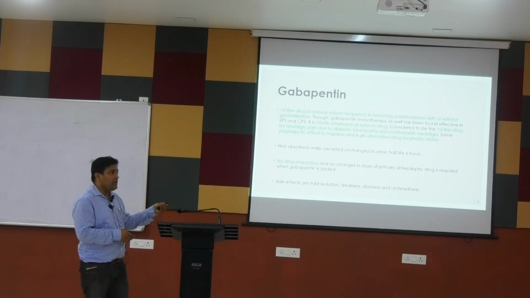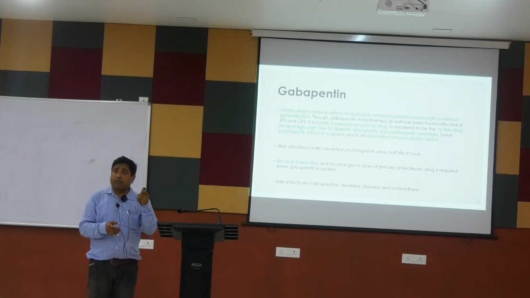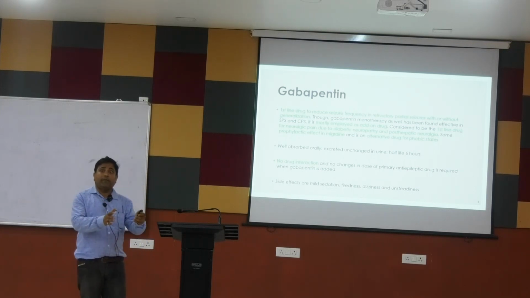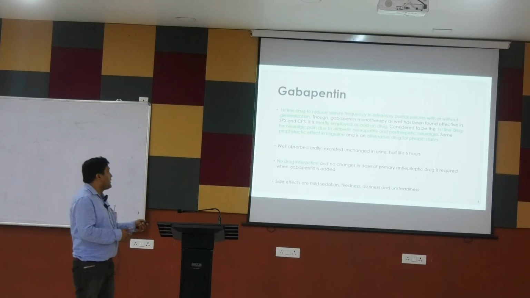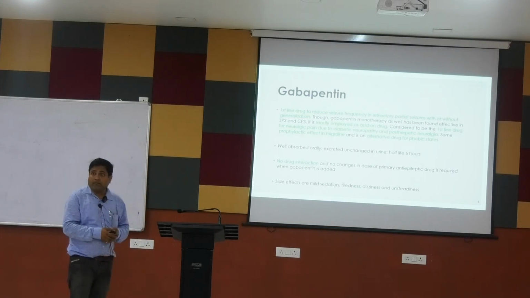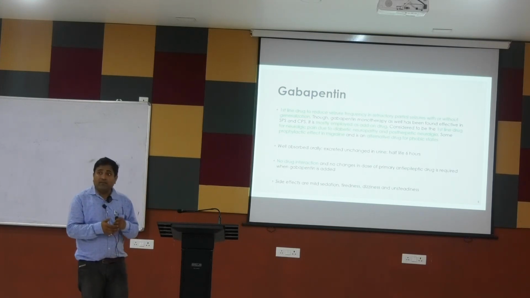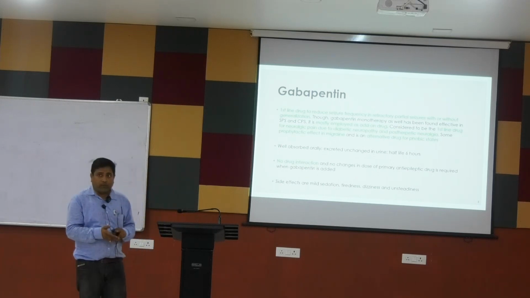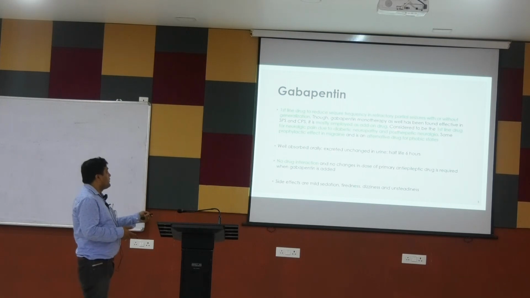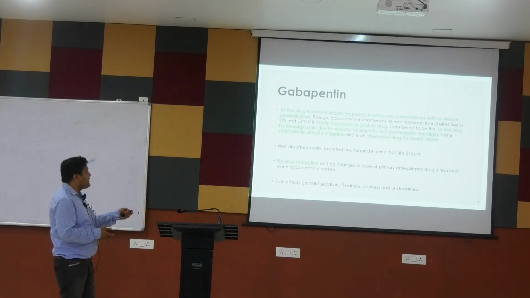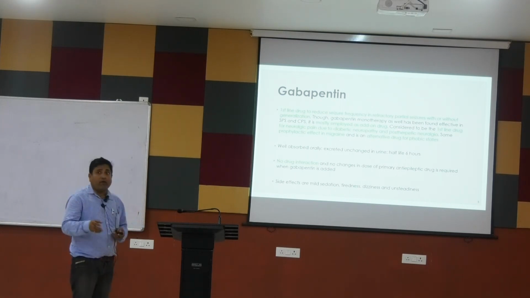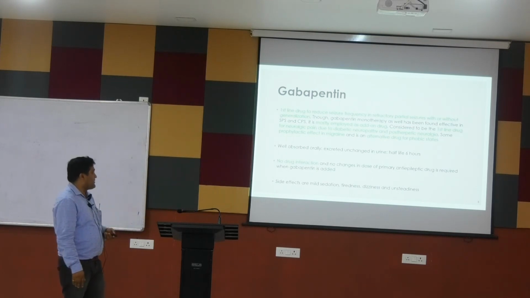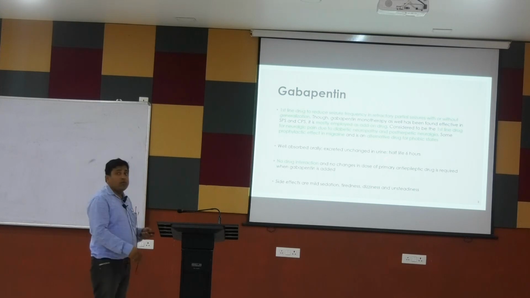So gabapentin is one of the examples. Carbamazepine is one of the examples. Valproic acid. They are used other than the epileptic use. Gabapentin in neuropathic pain. Carbamazepine in trigeminal neuralgia. Valproic acid in migraine. Topiramate in migraine. So they have got a prophylactic effect in migraine also, and they are used as an alternative drug for phobic states.